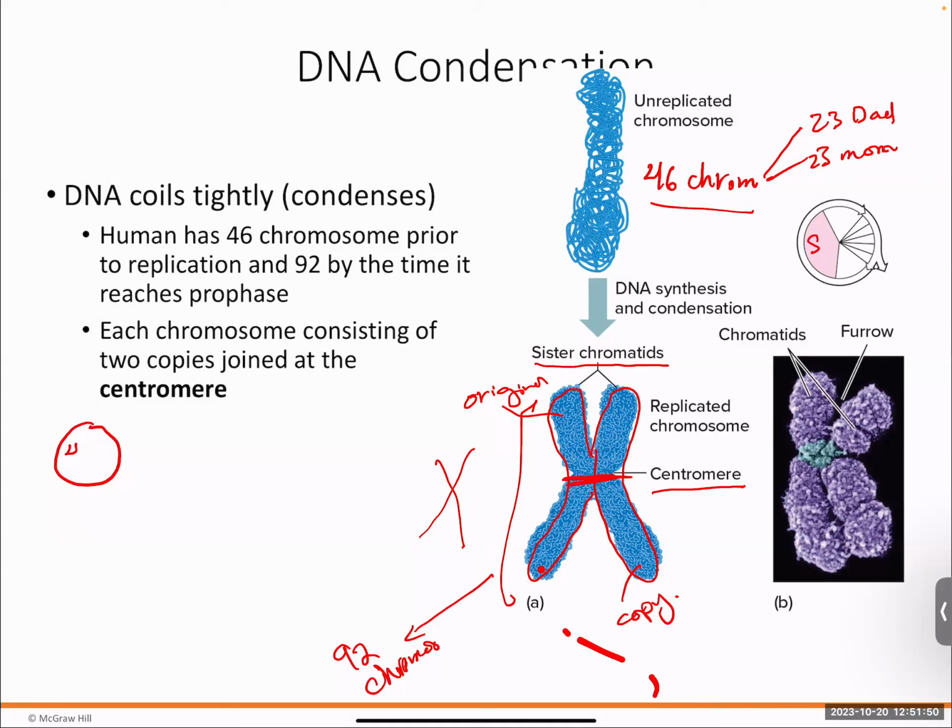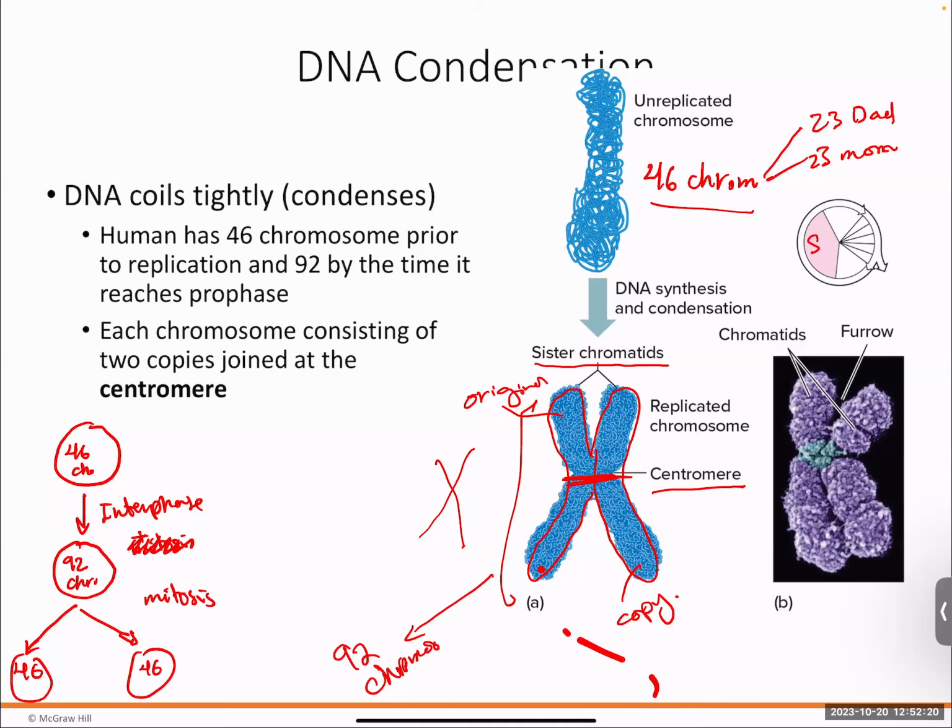So if you have the original cell with 46 chromosomes, as it's going through the process of interphase and mitosis, I should say just interphase, you're going to end up with 92 chromosomes because that's where the genetic information is duplicated. And then by the end of mitosis, you're going to have 46 in one cell and again 46 in the other. And these two cells are identical in terms of genetic information.